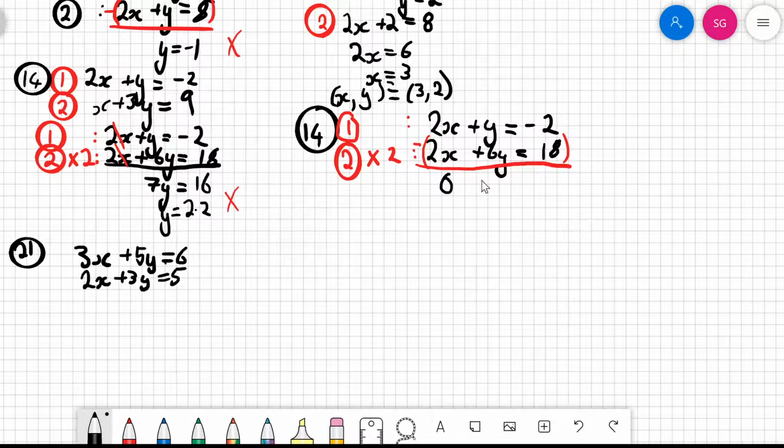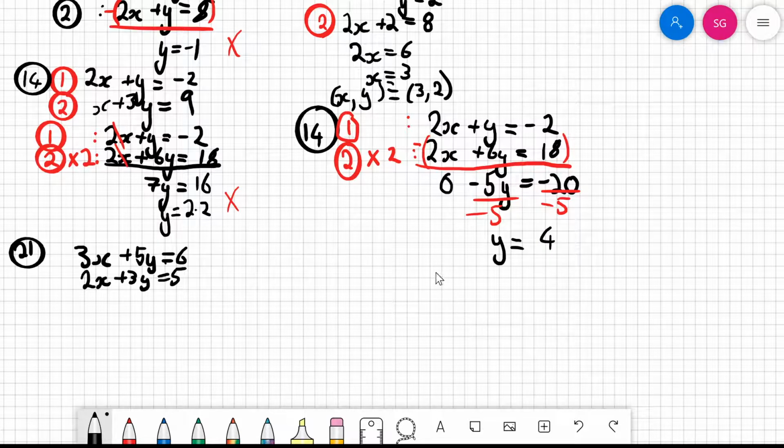y minus 6y. Okay, so we're y minus 6y, that's minus 5y. And then minus 2 take away 18. So minus 2 take away 18, that's minus 20. Okay, if you can't remember, you do need to be able to handle negative integers, dividing those out. Okay, so once we've gotten this, all we do, we divide both sides by minus 5, right? And we end up with y equals 4.